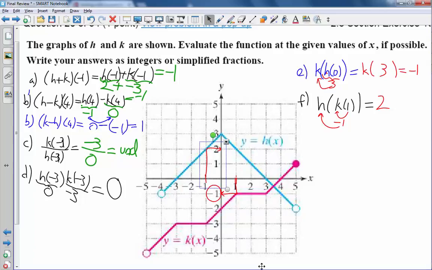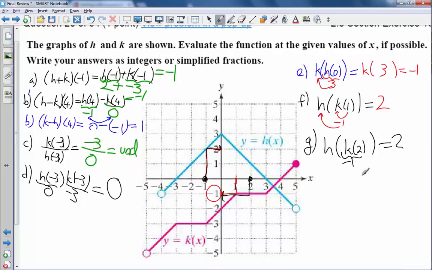Can you follow? H, K, 2. What is K of 2? Here's 2. Visit K. Oh, it's still -1. Take this -1 on X now and visit H. It's 2. Okay? Make sense? Take the first X value, compute it, and take that Y value, put it on X, and compute it again. That's it.